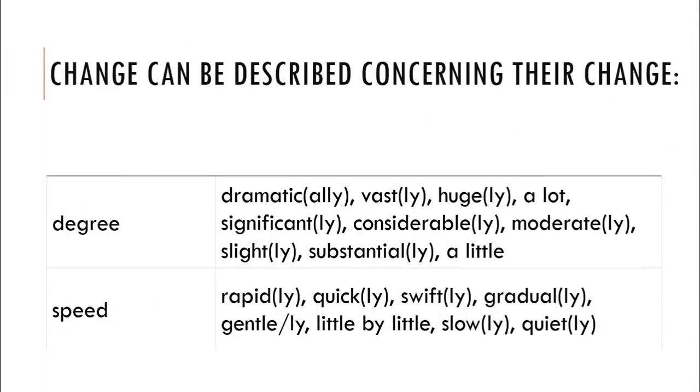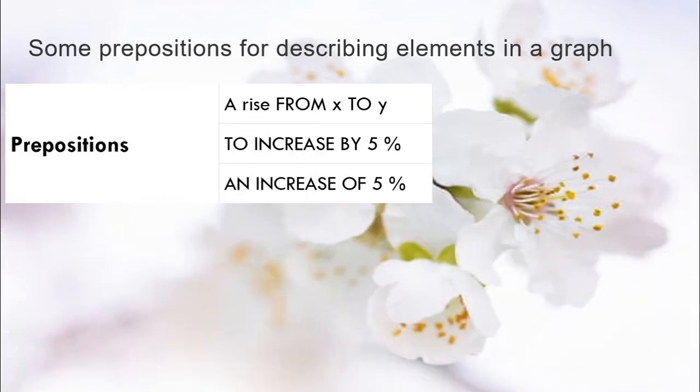Change can be described concerning their change. To mean degree, you can use dramatically, vastly, huge, a lot, significantly, considerably, moderately, and so on. To mean speed, you can say rapidly, quickly, swiftly, gradually, and so on. Right. Okay. Some prepositions for describing elements in a graph.